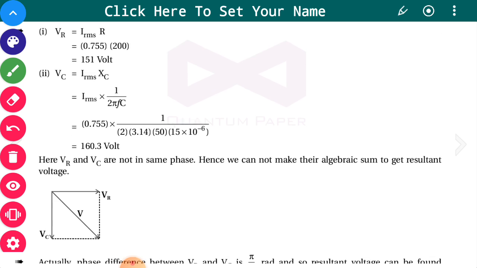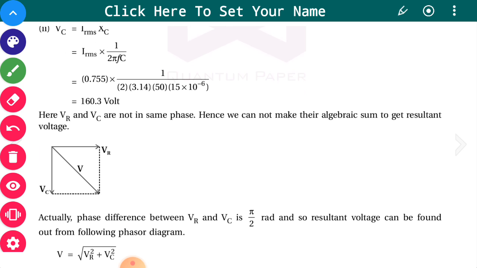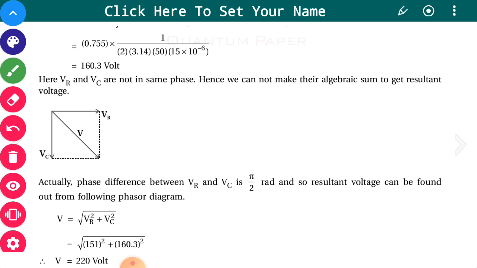Now VR and VC are not in the same phase, hence we cannot take their algebraic sum to get the resultant voltage, because they are not in phase. The voltage across the capacitor is 90 degrees behind the current. So there is a phase difference of pi by 2 between the voltage across the resistor and the voltage across the capacitor. The phase difference between them is 90 degrees.